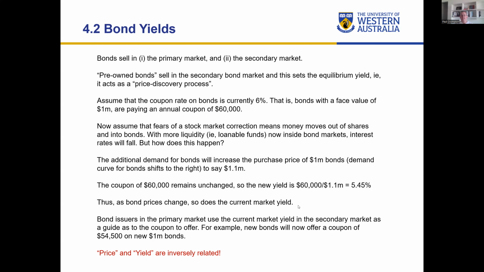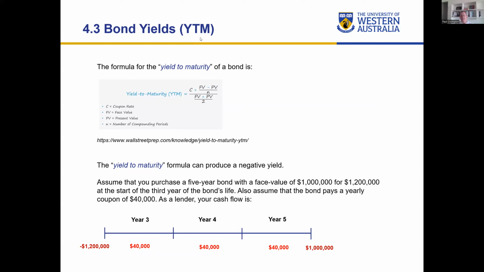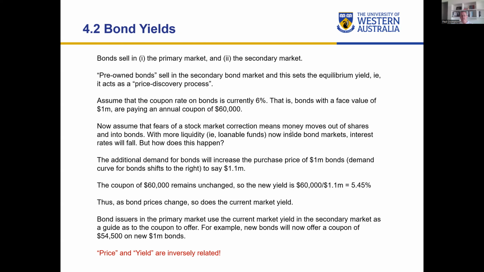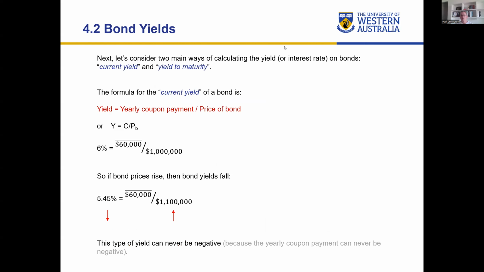What we're going to do next is look at the more complex yield to maturity measure of a bond yield. And we'll see how a bond yield can be actually negative, that is a negative interest rate, when you use the more complex yield to maturity measure of a bond yield.